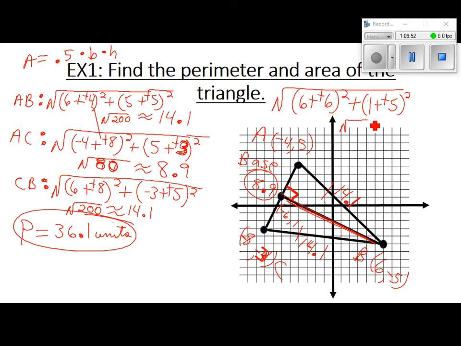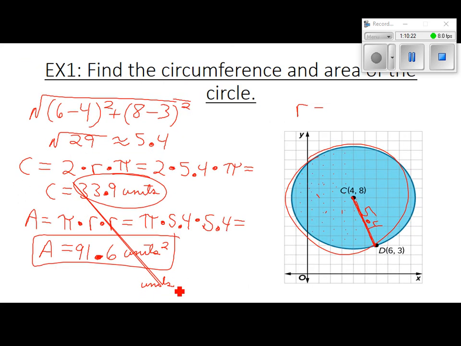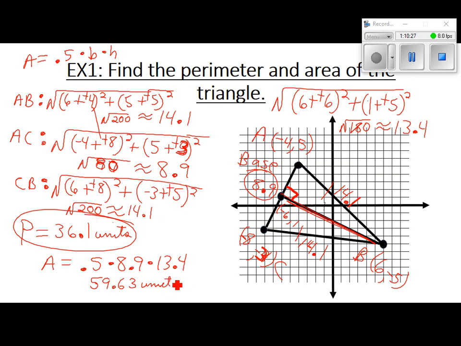Somebody help me out with the square root of 180. 13.4. Is that right? So now, our area is 0.5 times, what's the base? 8.9. What's the height? 13.4. Somebody do all that for us. 59.63. Yes. What's our units? Units squared. Thank you, slide.